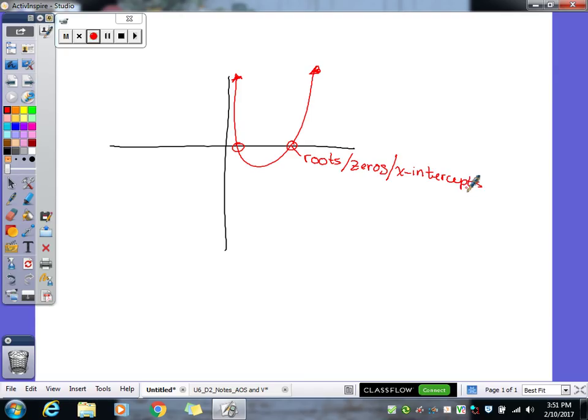So the part we're focusing on today involves your vertex, which can either be a maximum or a minimum. In this example here that I've drawn, this one's a minimum. And then also your axis of symmetry, which remember is that imaginary line that goes right through the middle of your parabola, breaking it directly in half. So the axis of symmetry is always an x equals a number because it's a vertical line.